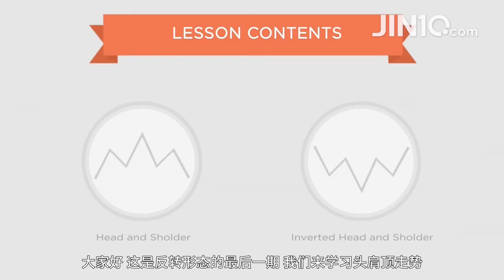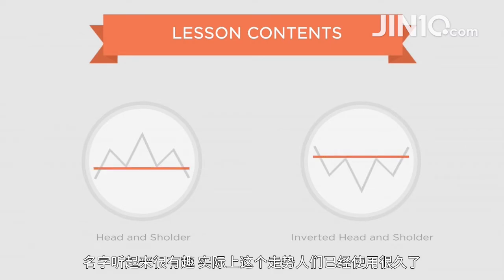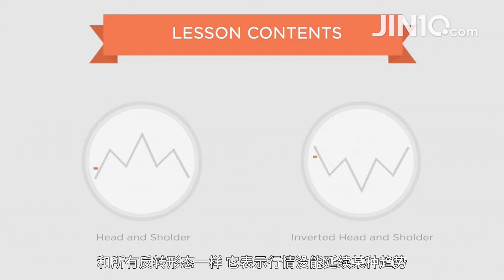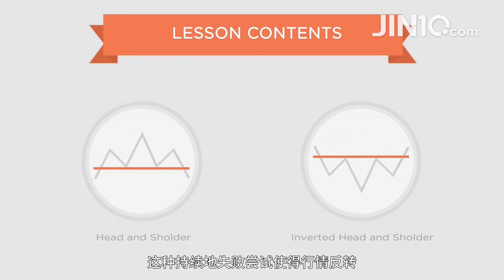Hi again, this is the final reversal pattern we'll be learning. It's the head and shoulders pattern. Now I know the name sounds funny, but don't be deceived. It's a pattern that's been used for a very long time. There's also an inverted version of it, and like all reversal patterns, this pattern is a failure of markets to move in a particular direction. The constant failed attempts lead the market to reverse.